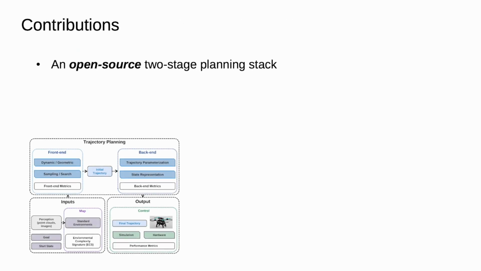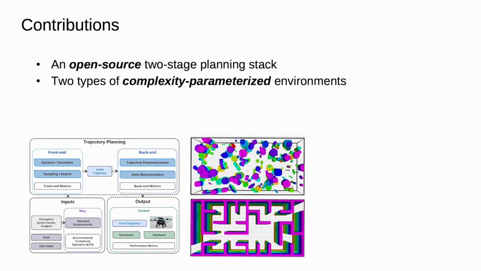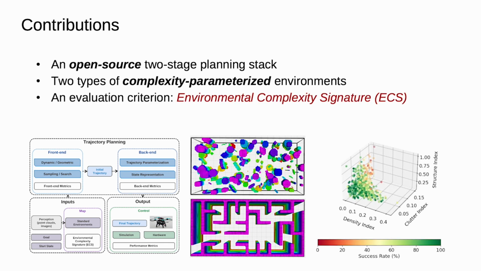accordingly. To this end, we propose an open-source two-stage planning stack to easily integrate new front-end and back-end planners, two new environments to vary environmental complexities, and lastly, an evaluation criterion called ECS that gives a unique signature to each environment and identifies the likely performance of planners.